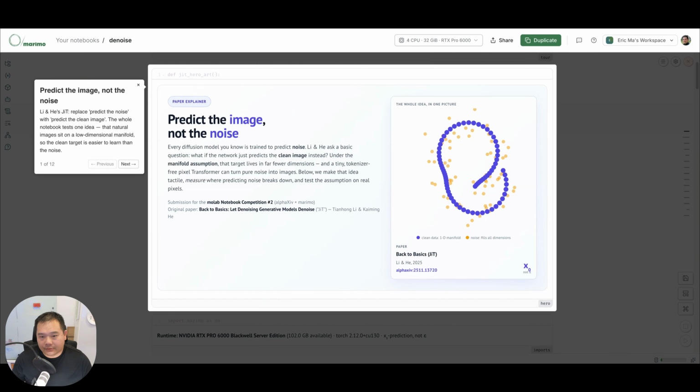So here's the picture. Real images, and I'm using the CIFAR-10 dataset, don't fill their pixel space. They sit on a thin, low-dimensional manifold surface inside of it. And so the clean image stays on that surface while the noise, which we generate during training, fills the space around it, which means predicting the clean image is a much smaller problem than predicting the noise. That one difference is the entire JIT bet.